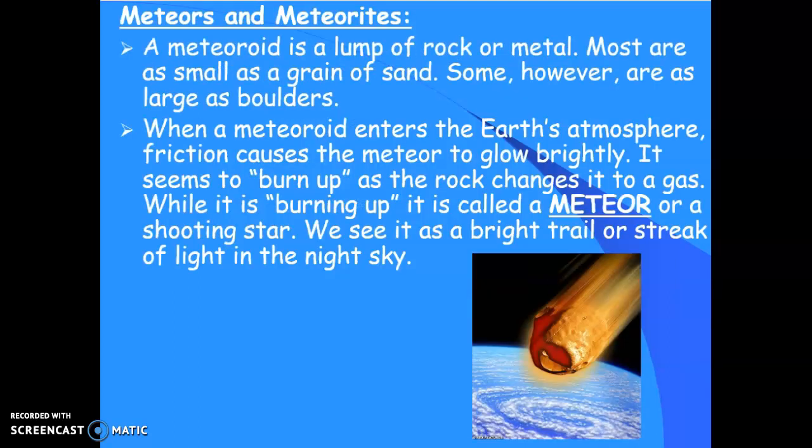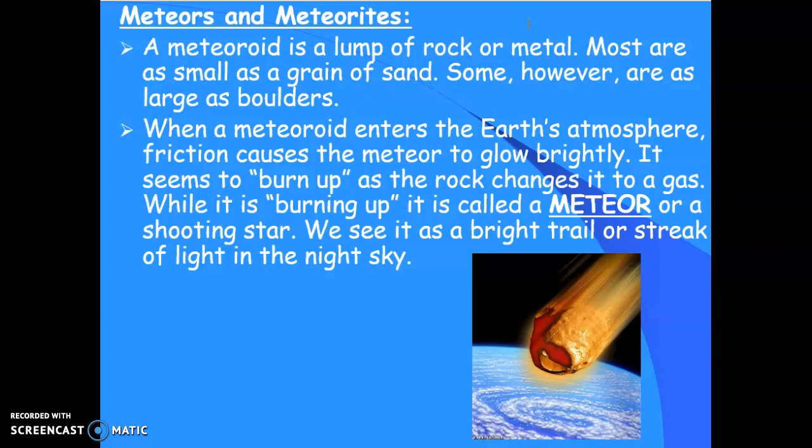Then we have meteors and meteorites, or sometimes we can also say meteoroid. The terminology, they're all kind of the same thing, but the terminology changes depending on what is happening. A meteoroid is a lump of rock or metal, but it could be a mixture of rock and metal. Most of the meteoroids that exist are incredibly small, sometimes as small as a grain of sand. But some can be huge, like the size of a really big boulder.